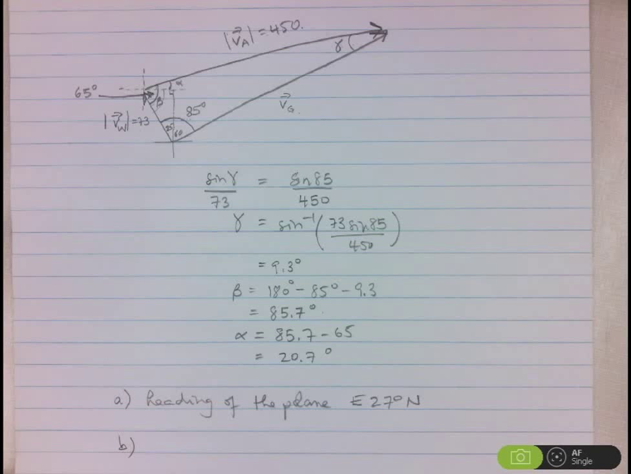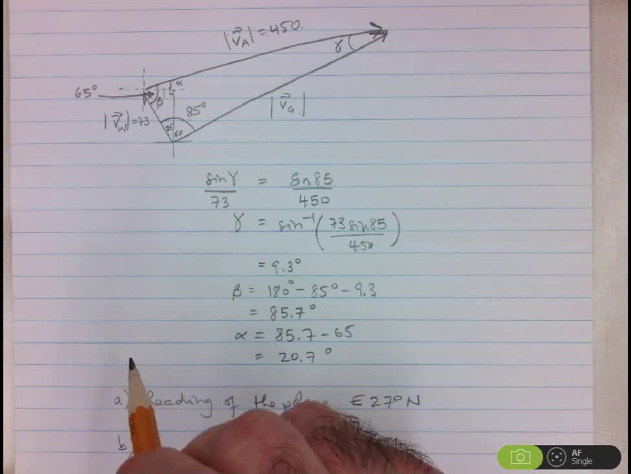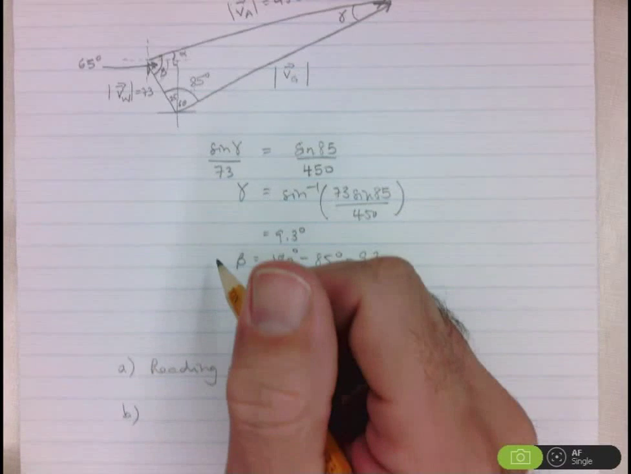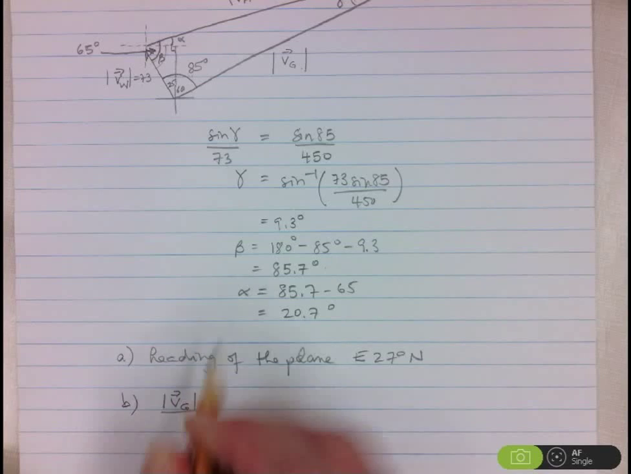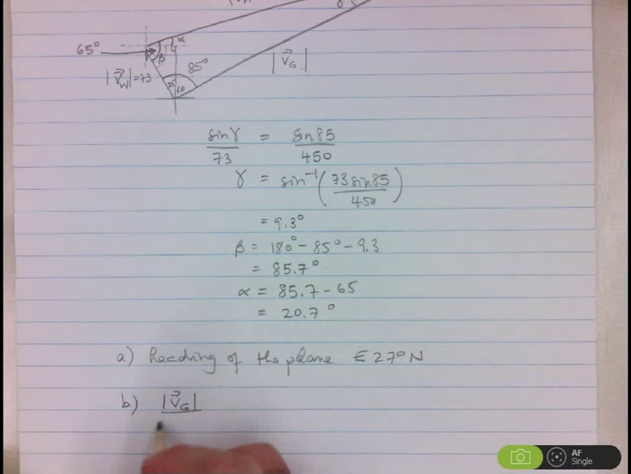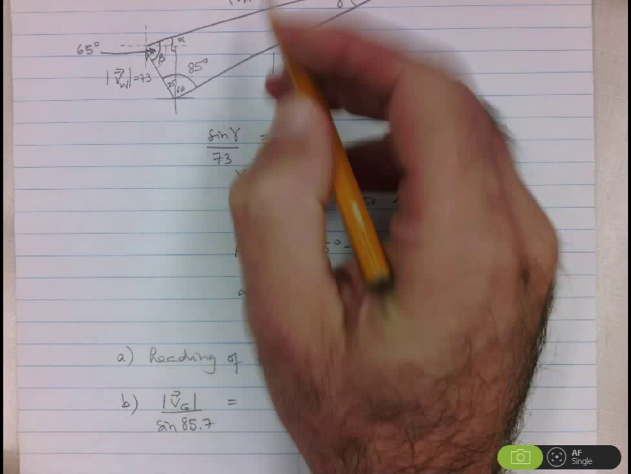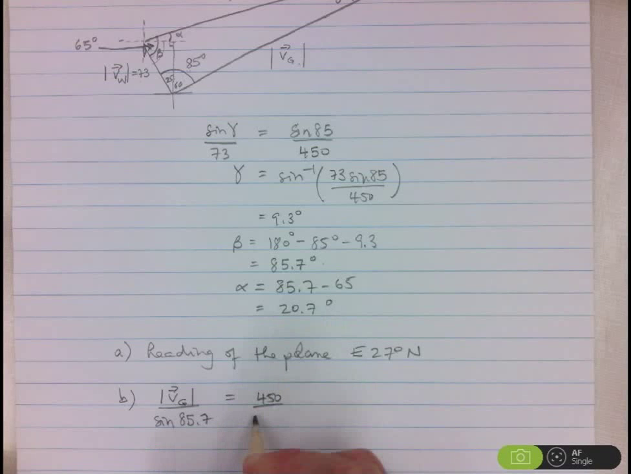So B asks us to find the ground speed of the plane, meaning we have to find the magnitude of this vector here. Again, we've got lots of information. I think we can probably use sine law again. So we use the magnitude of VG over the sine of its opposite angle, which now I know is beta, 85.7, equal to, and I'll use my known pair here, 450 over sine of 85.